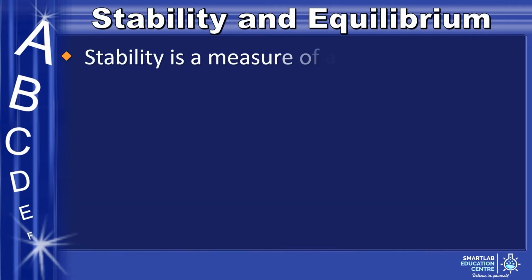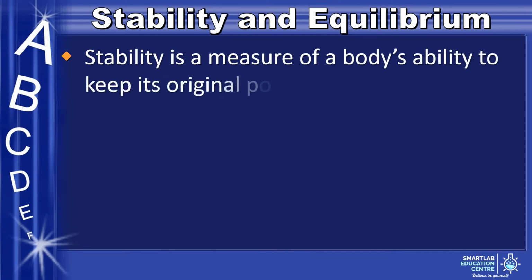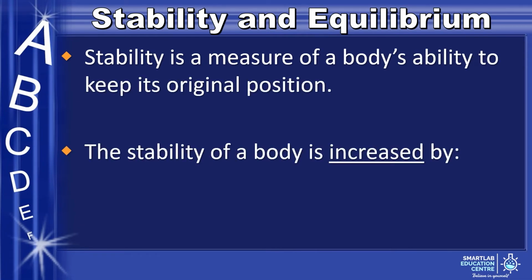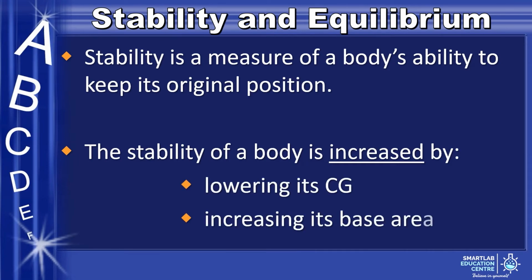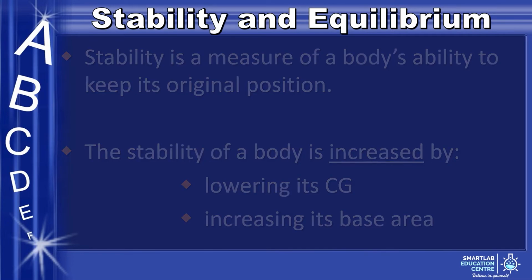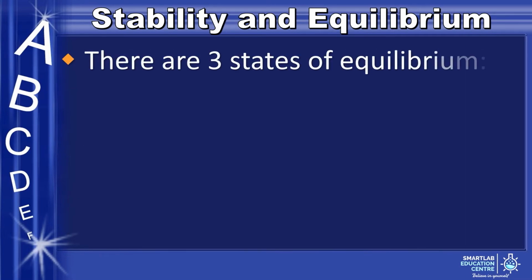Stability is a measure of a body's ability to keep its original position. The stability of a body can be increased by either lowering its center of gravity, or by increasing its base area. There are three types of equilibrium that will be discussed in this topic: stable, unstable, and neutral.